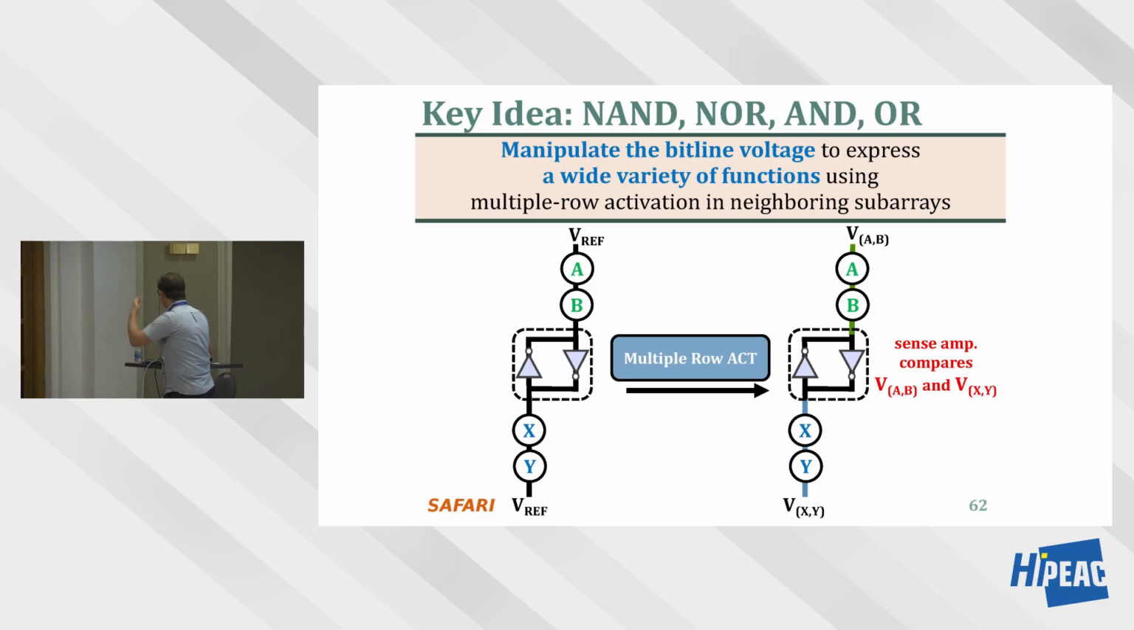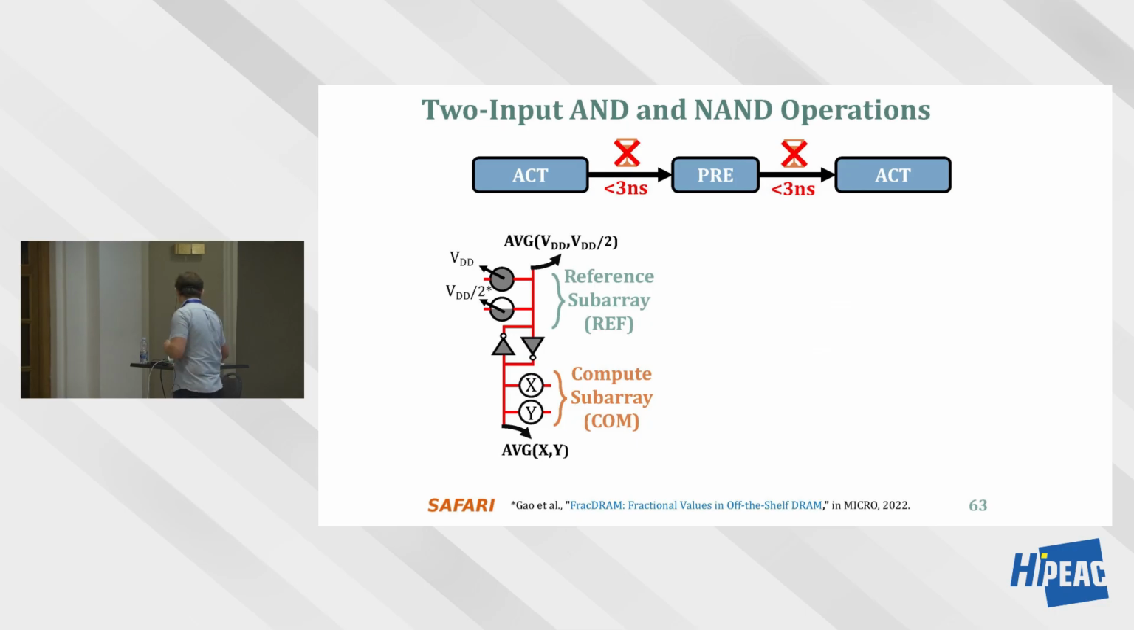So this is the subarray X at top. This is subarray Y at the bottom. Now if you do multiple row activation, what happens is you activate these concurrently. Now when you activate these concurrently, the bit line voltage is really a function of, or average of, voltage in A and voltage B. And the bit line voltage here is really an average of voltage X and voltage Y. And the sense amplifier really compares the voltage over here to the voltage over here to do the sensing. Now if you carefully place some data to A and B, you can actually do computation function on X and Y. So let's take a look at how do you do AND and NAND.